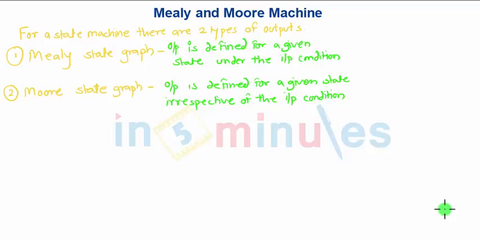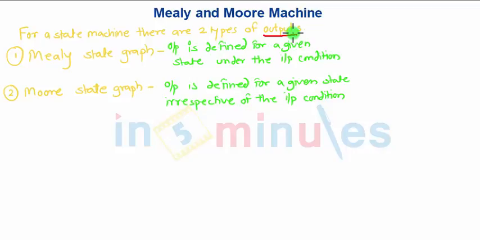Today we'll see the difference between Mealy and Moore machines. We'll understand what a Mealy machine is and what a Moore machine is. These machines are nothing but types of state machines depending upon the outputs. So there are two different machines depending upon the output of the state machine.